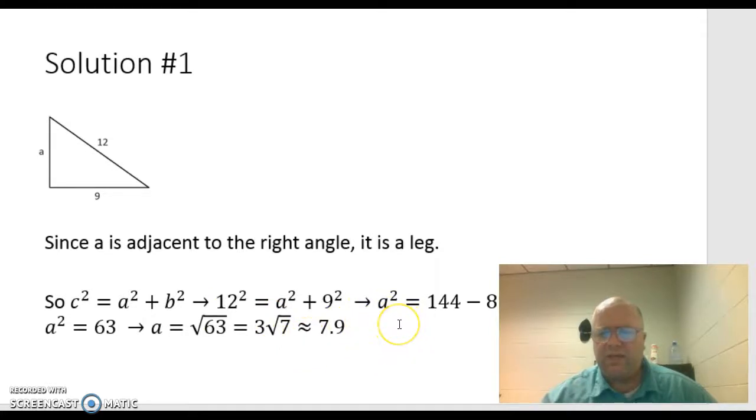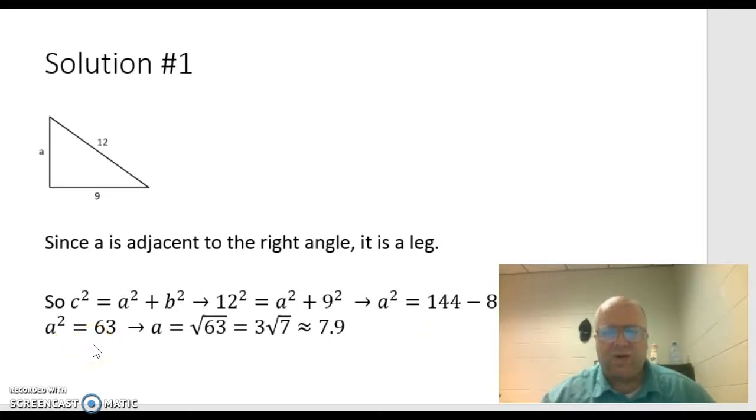And then we can, what do we do here? We move the 9 squared over to the other side and we solve for a squared. So a squared is equal to 144 minus 81. That leaves us with a squared equaling 63.